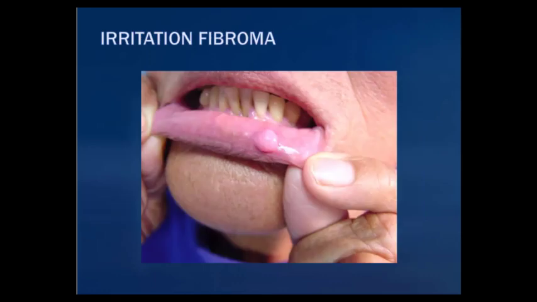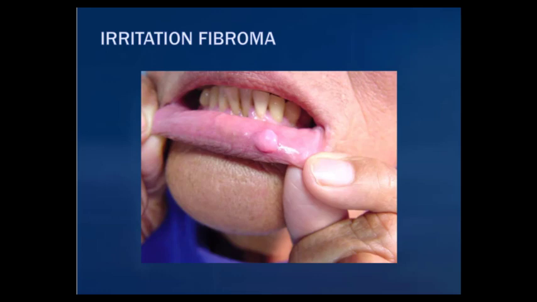Irritation fibromas are something you're going to see all the time. These are very dense scar-like lesions, and they are not very vascularized. So they're going to be pale in comparison to the tissue surrounding them. These occur from chronic repetitive trauma. You're going to see these most often on the lip or the buccal mucosa.